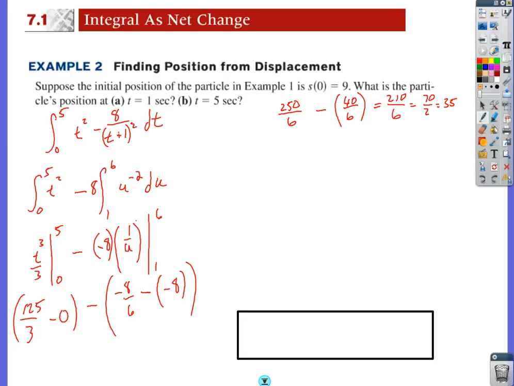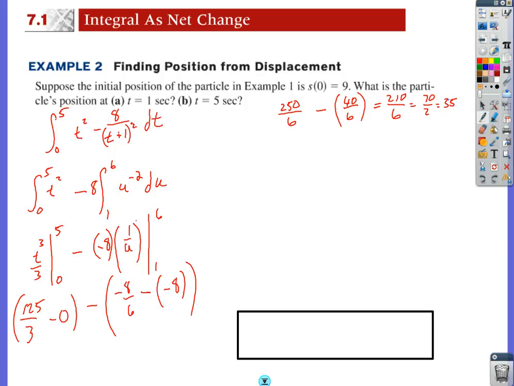So what you need to be looking at is I set it up the same. This time I want to go from 0 to 5 seconds. So I separated it out, did all the exact same work I did before, except from 0 to 5 here. Instead of being 0 to 5, now it's 1 to 6 in terms of u. I showed you my plug-in for each of these. I know I had to simplify, so I changed 125 over 3 to 250 over 6 minus, and this whole business here with all those negatives, keeping it all straight, comes out to a positive 40 over 6. So 250 minus 40 over 6 is equal to 210 over 6, which is equal to 35.